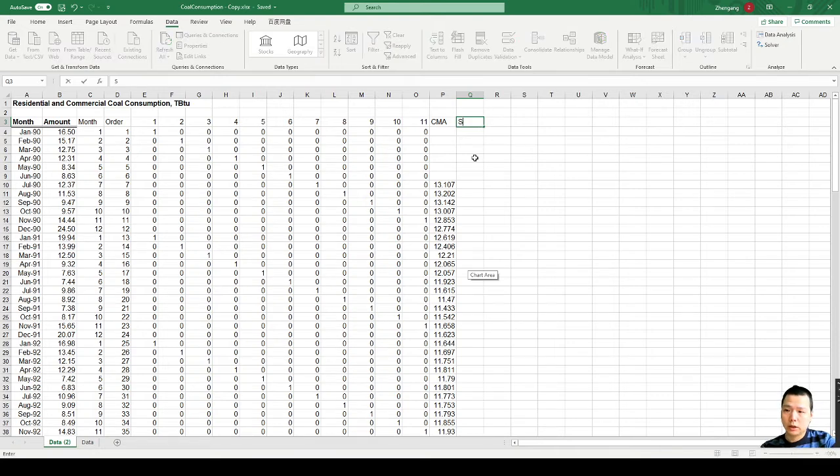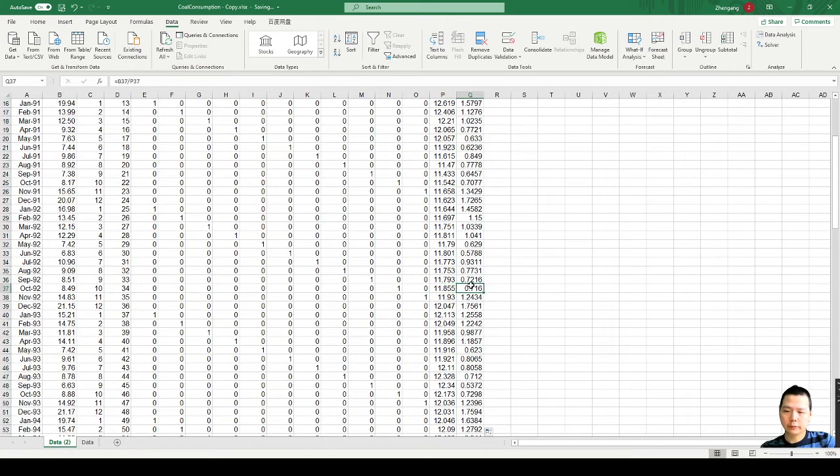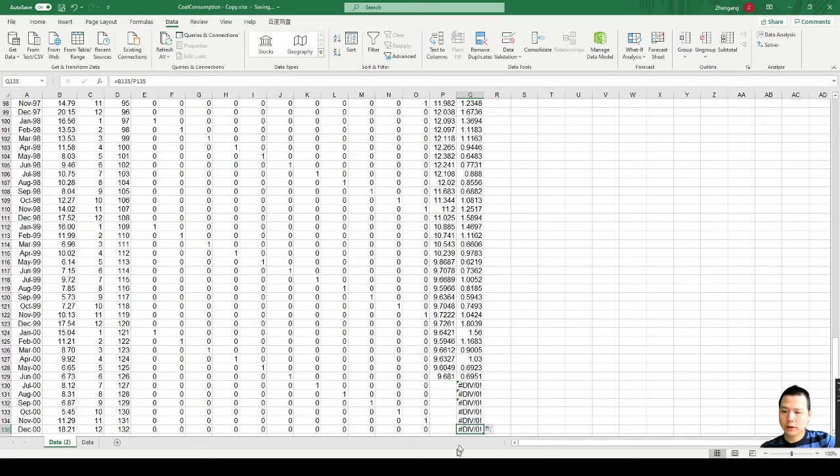The seasonal ratio is the actual value divided by the CMA. Okay, double click. Check the last one. We don't want those.